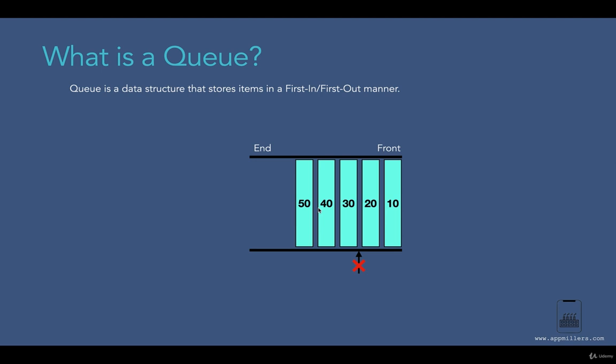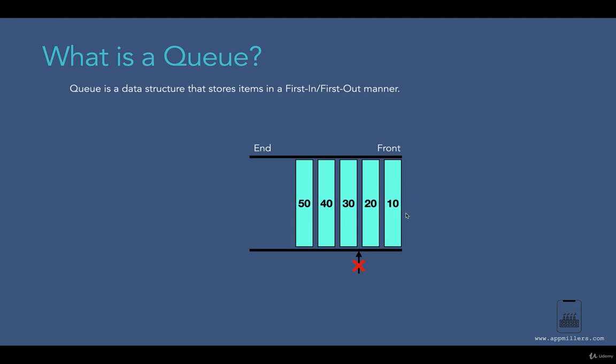So as we see in the real life queue, whenever a new person comes, she or he stays at the end of the queue, and here also whenever a new element comes, it stays at the end of the queue. Now if we want to take an element out of this queue, we have to start taking it from the front of this queue.